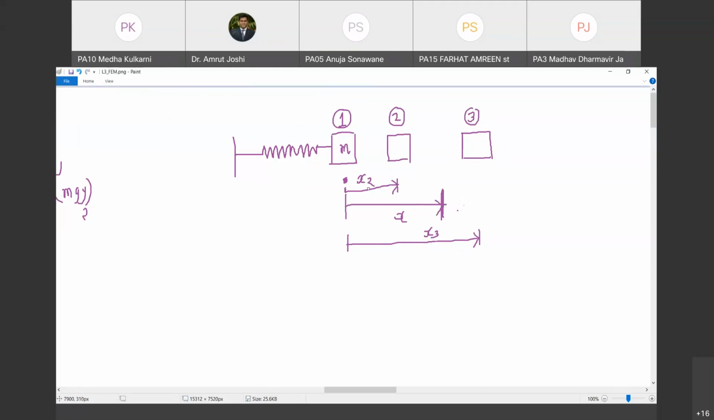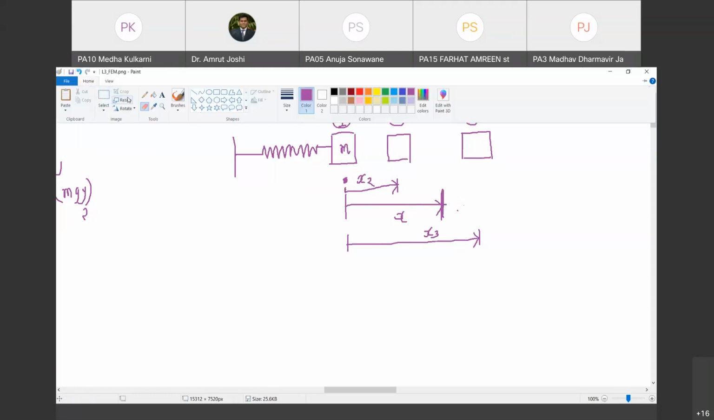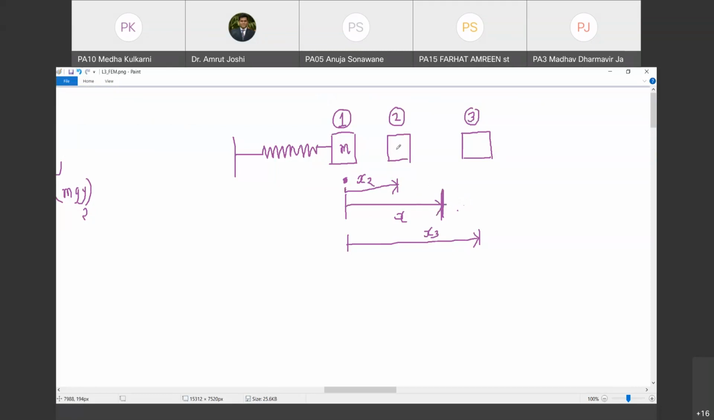Now, tell me, when the mass is at position number 2, does it experience a spring force or not? Yes, sir. Yes, because the spring is stretched. Do you agree with me? Yes, sir. And when it goes to position number 3, then also the spring is stretched. Can you tell me what will be the spring force at position number 2? Tell me.